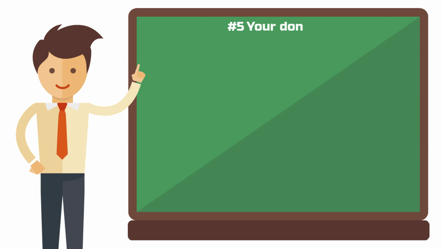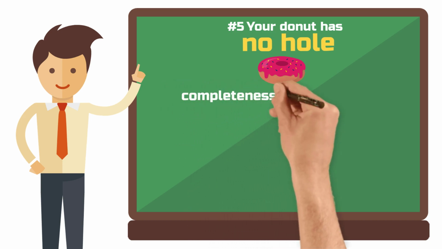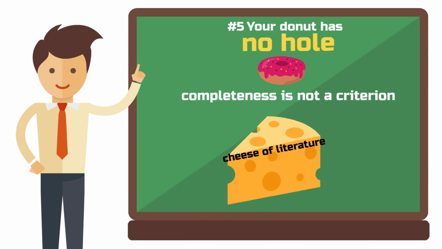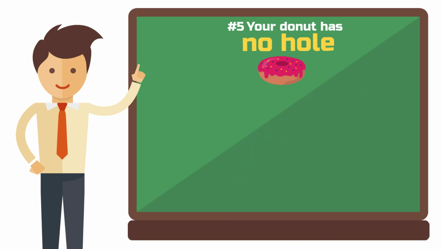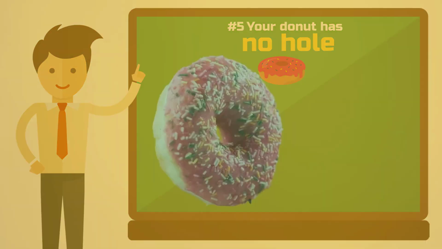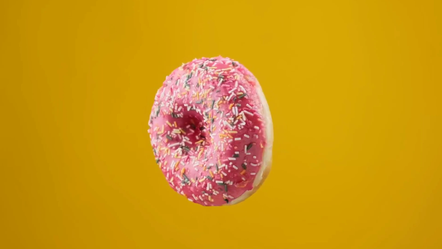Mistake number 5. Your donut has no hole. If you're writing a non-systematic review section, completeness is not a criterion. Your cheese of literature can have holes, as long as you develop an exciting argument. Let's say you have a sweet tooth. Try to imagine the metaphor of a donut.